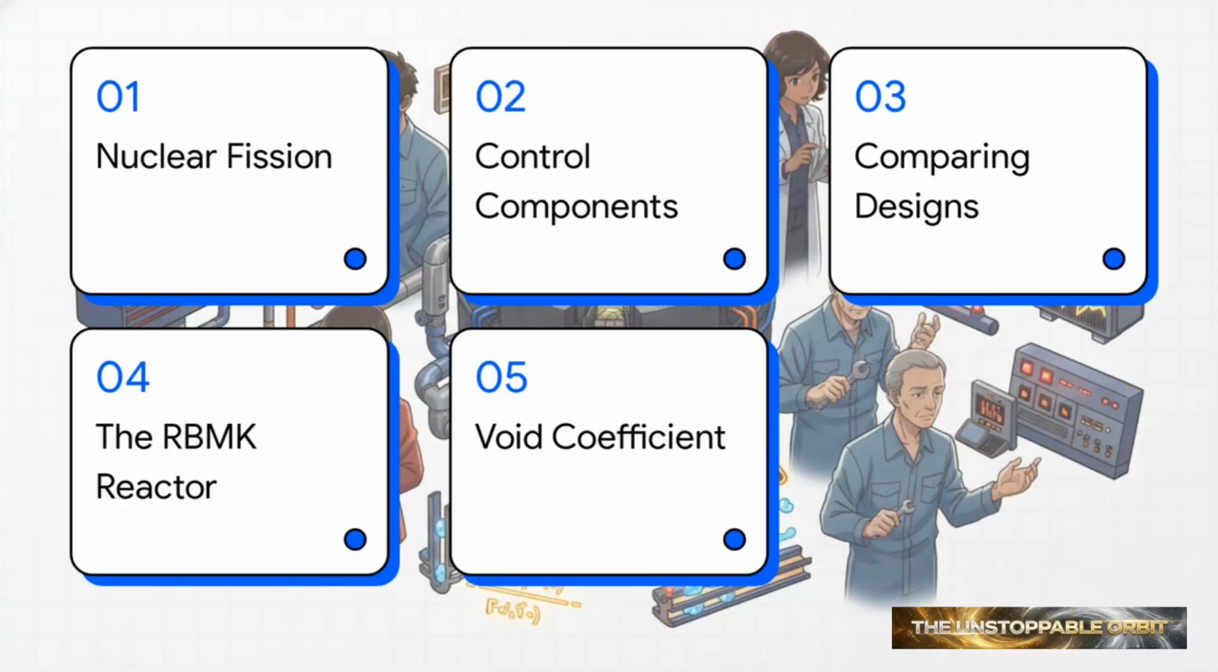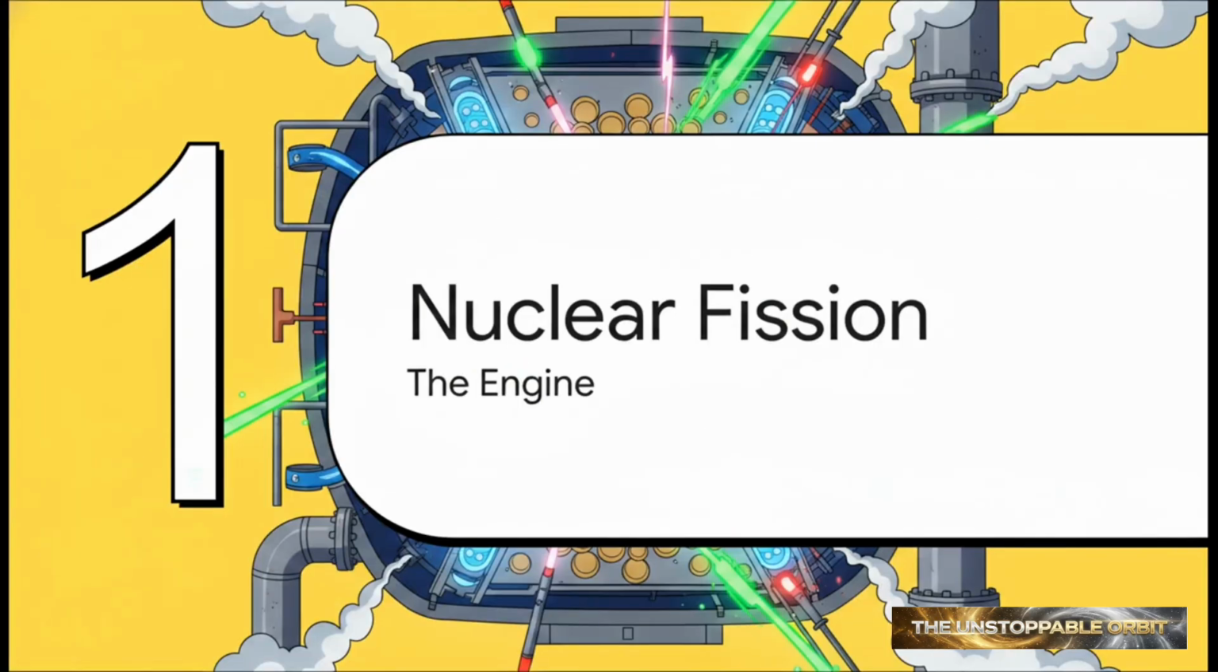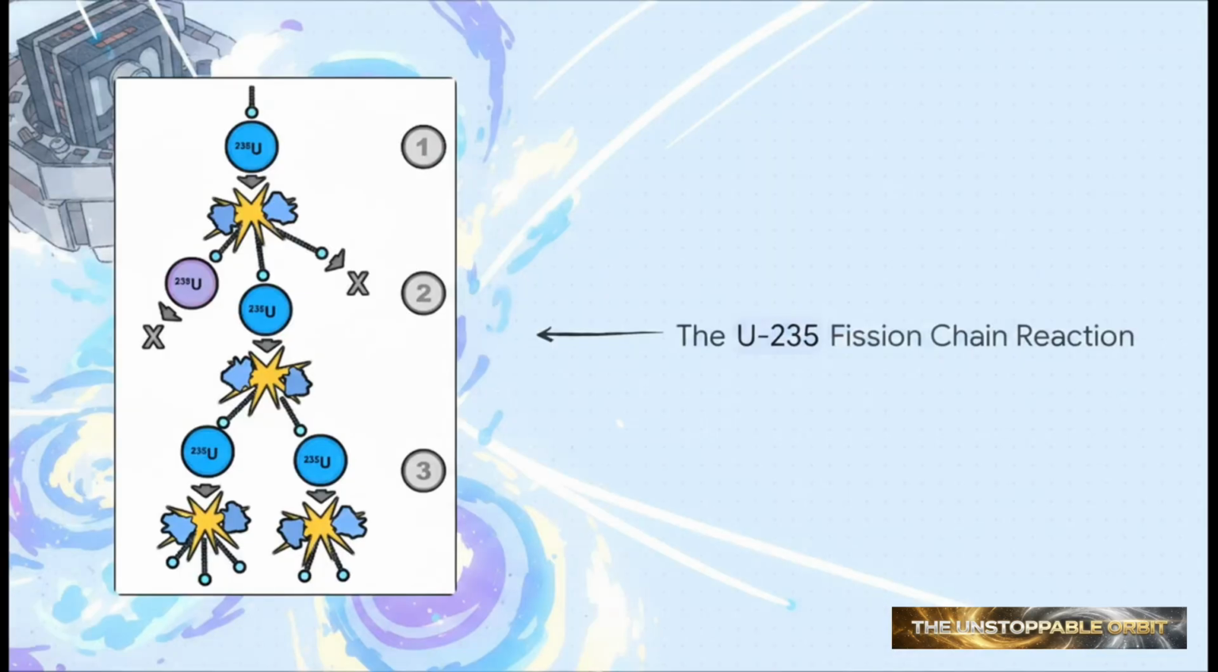So here's our roadmap for the day. First, the engine, nuclear fission. Second, controlling the chain reaction. Third, comparing reactor designs. Fourth, the Soviet RBMK reactor. And finally, the deadly void coefficient. All right, let's jump right into Section 1, the engine, nuclear fission. Let's pop the hood, shall we?